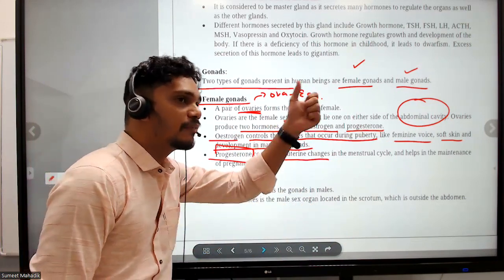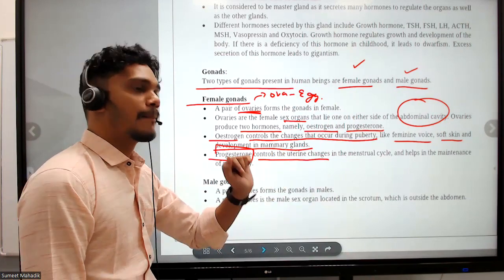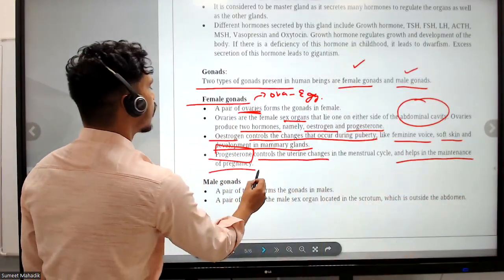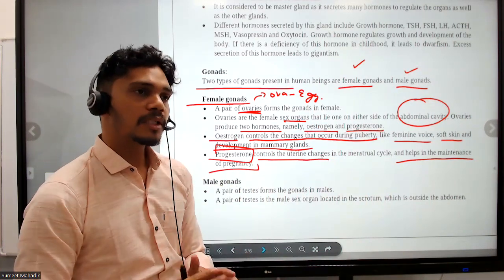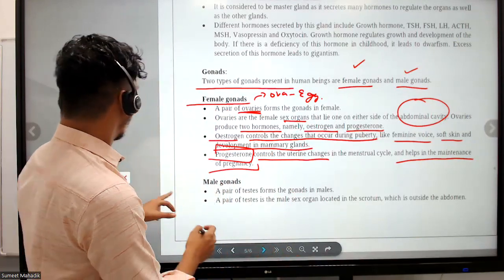And what is menstruation? The unfertilized egg along with this uterine lining. That's why blood is found in the menstrual cycle. It helps in the maintenance of the pregnancy. So who is responsible for maintenance of pregnancy? Progesterone and estrogen.